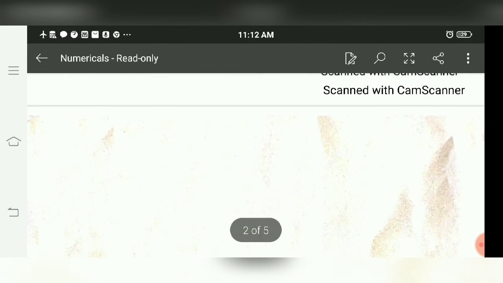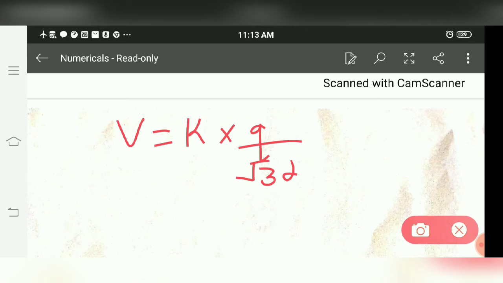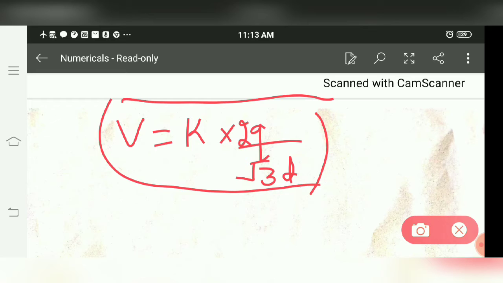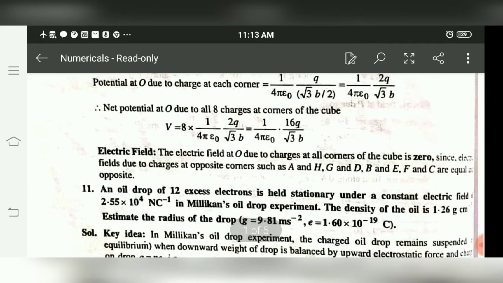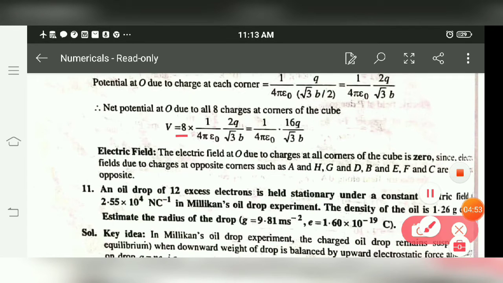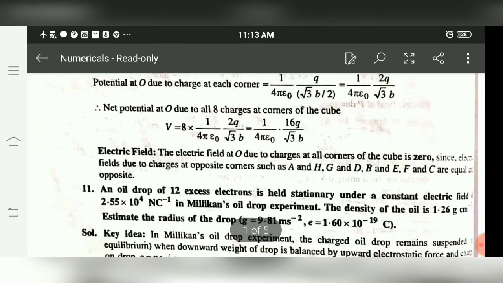So now the potential is V equals K times charge upon distance, where the distance is under root 3 b upon 2. This is the potential for one charge. To calculate the total potential for the whole system, in which there are 8 charges, we just multiply it by 8. So we get 8 times K, that is 1 by 4 pi epsilon, times 2q by under root 3 b. So it's K times 16q by under root 3 b. This is the result.